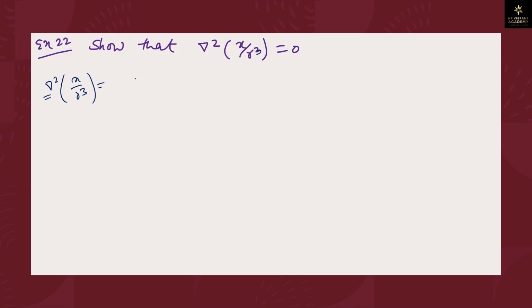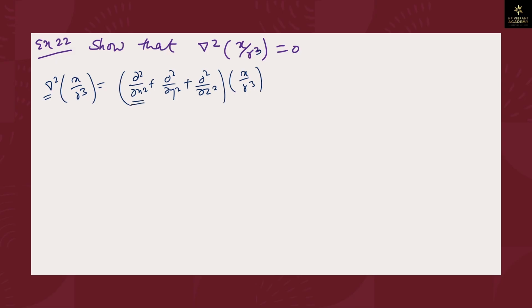Let us expand this. So this is del square, this is the Laplacian operator. So this is del square upon del x square plus del square upon del y square plus del square upon del z square. This Laplacian operator can be applied either on a scalar point function or a vector point function. Here x upon r cube is a scalar point function. So let us expand this.